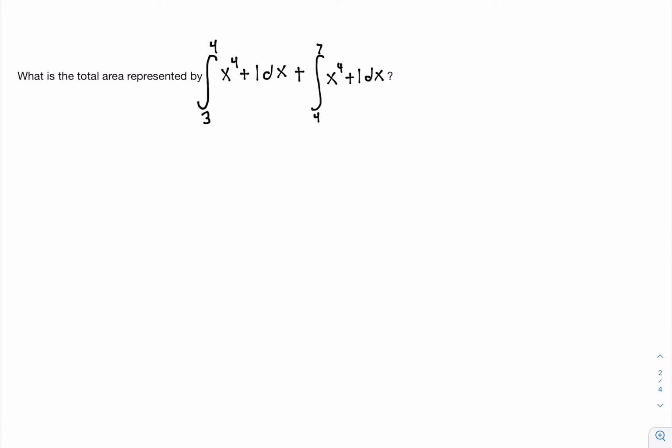Okay, what's the total area represented by the integral from x equals 3 to x equals 4 of x to the 4 plus 1 dx plus the integral from 4 to 7 of x to the 4 plus 1 dx? So the integrands, the x to the 4 plus 1s on the inside, are both the same. And notice that the 4 on the top left and the 4 on the bottom right are also the same. So remember our property we went over in the last video.